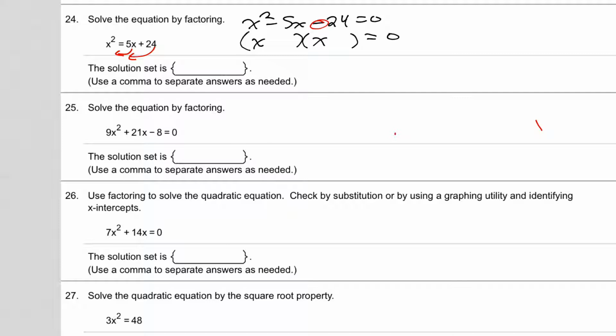Okay, 6 times 4 is 24, but if you subtract those, you get 2. 8 times 3. So negative 8 times 3 is negative 24. And negative 8 plus 3 is negative 5. Okay, so we can see what the x is here and here. That is a negative 3 and an 8.